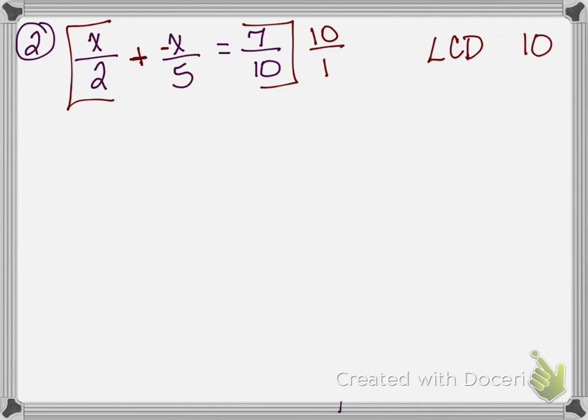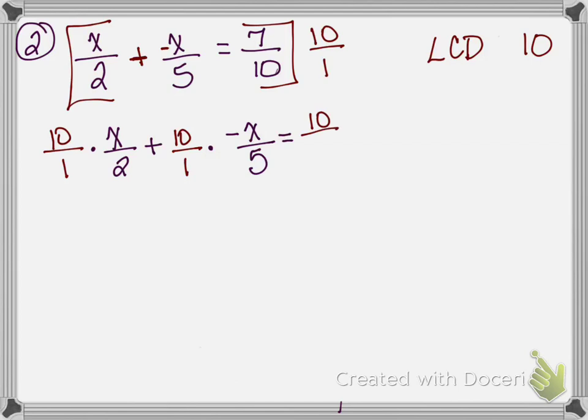Okay? So now I've got 10 over 1. I'm going to multiply that times x over 2. Okay? And then I've got 10 over 1 times negative x over 5 equals 10 over 1 times 7 over 10.